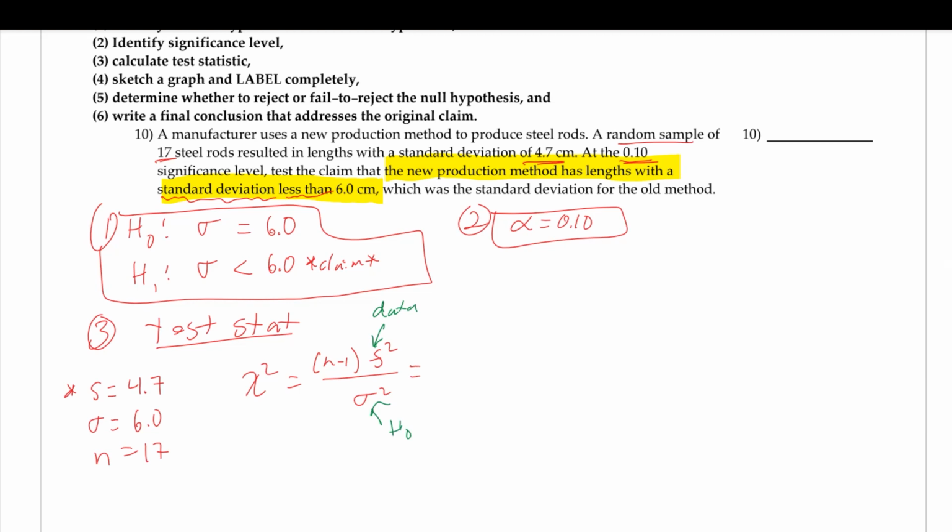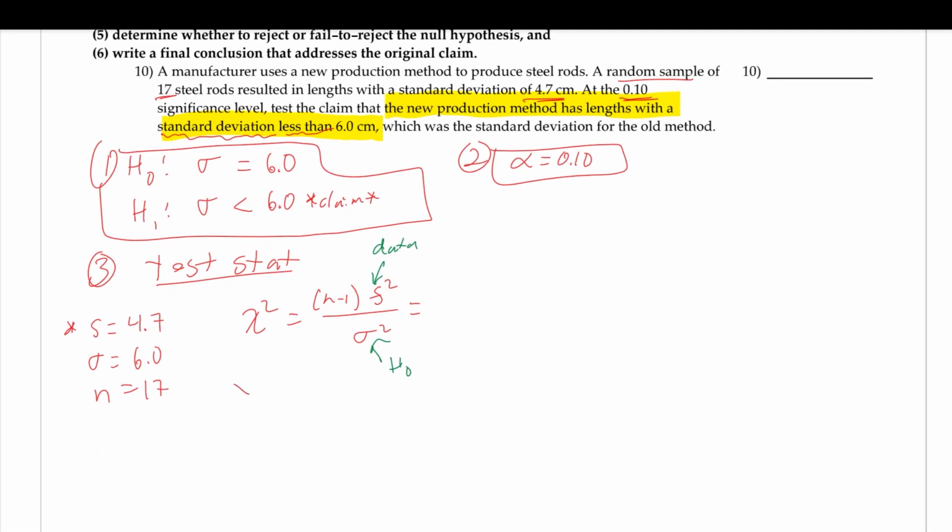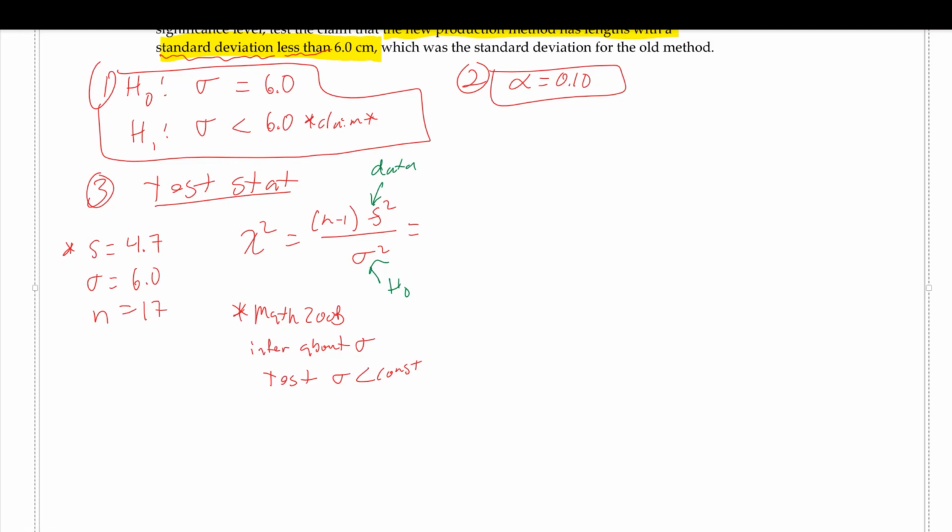Now, if you are using a TI calculator and you happen to have this function in your calculator, which is the math 200b, you would then use infer about sigma, and then we would test that sigma is less than some constant. So again, if you don't have this in your calculator, there's a workaround. What we'll do is just calculate this test stat, and instead of using that program, since you might not have it, we're going to use chi-squared CDF in our calculator. That's going to be under the distributions menu. So I'll show you how to use it.